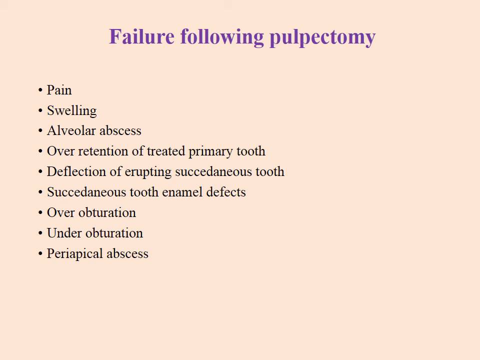If there is deflection of the erupting succedaneous teeth, so if it is hindering the path of eruption and the permanent tooth deflects from its way of eruption, then again there is a failure following pulpectomy. If there is over obturation or under obturation of the root, it indicates failure of pulpectomy, and periapical abscess also indicates the failure of pulpectomy.